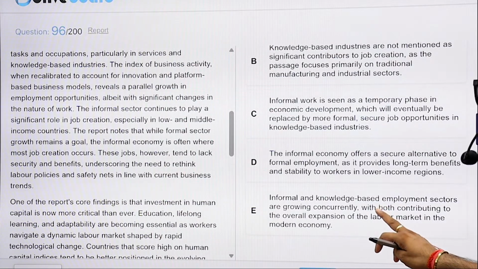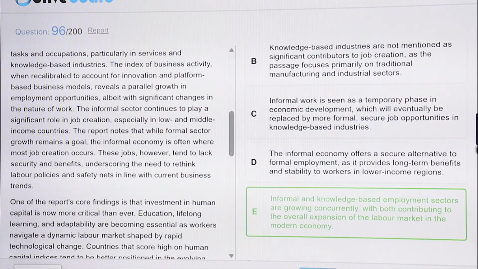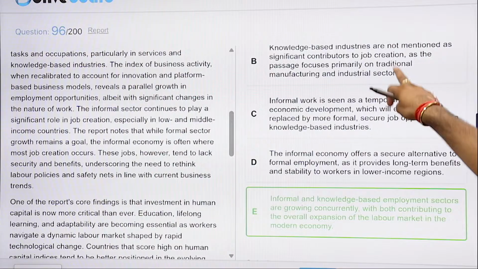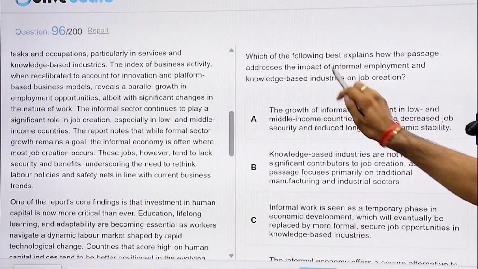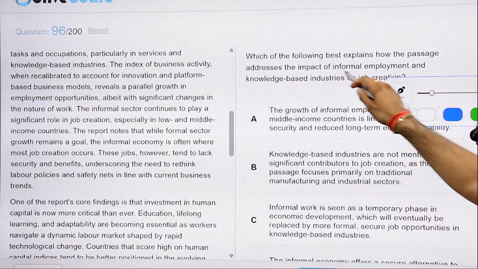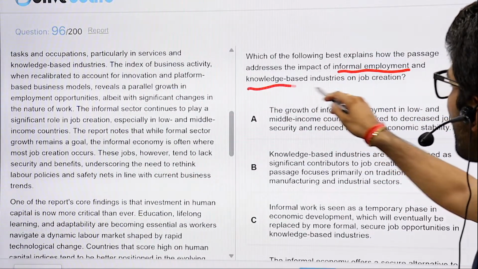If I get it wrong, no problem. Thank God. Radhe Radhe. Not so sure, obviously, because the options are so tricky. They asked, what about the informal employment? And knowledge-based industries.